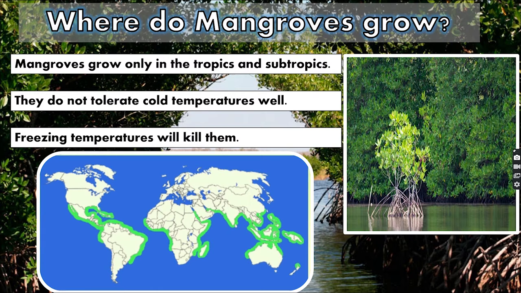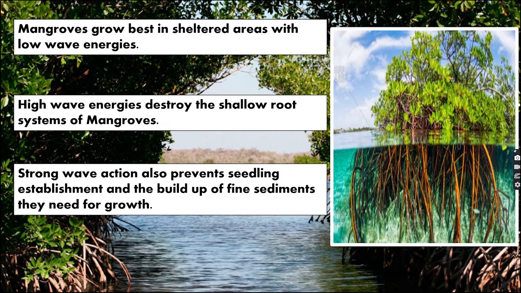On the left hand of the screen, we can see a map wherein some areas are marked in green. So these are the areas where mangroves grow all around the world. As we can make out, it is on the border of the land and it is near the water. Mangroves grow best in sheltered areas with low wave energy. This means areas where there is no direct contact of the sunlight and there are very low waves or very low tides.